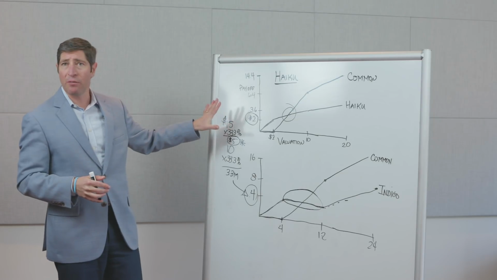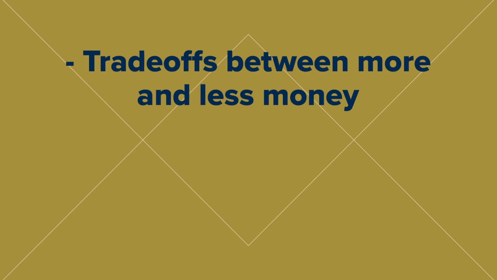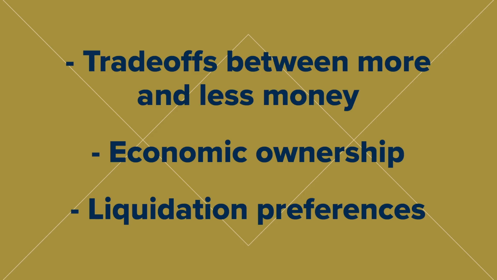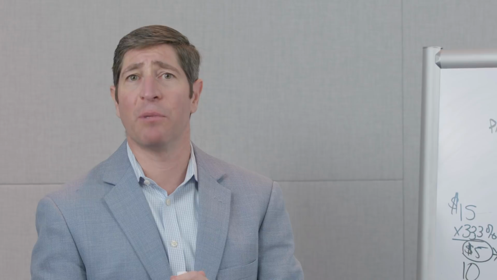From the economics perspective, though, I hope the key takeaways are: how do you understand trade-offs between taking more money or less money potentially in the future? How do you think about what that means for you from an economic ownership perspective in the company? And importantly, how do you have a general visualization, based on things like liquidation preferences, for how to think about who's going to get what kind of money depending upon the type of outcome that the company has?